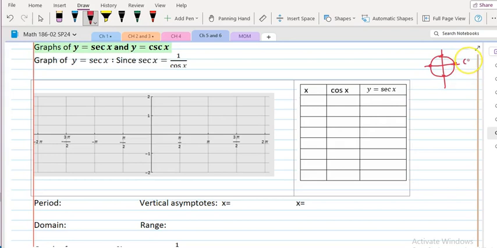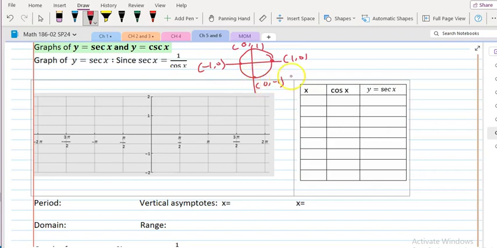This is 1 comma 0. This is too small. I think I should make it bigger for the unit circle. Maybe draw it here so you can see it better. So the unit circle, this is 1 comma 0, 0 comma 1, negative 1 comma 0, 0 comma negative 1. So cosine is the x value, so we say 0, pi over 2, pi, 3 pi over 2, 2 pi, right?